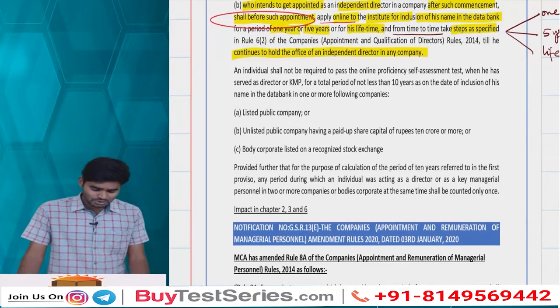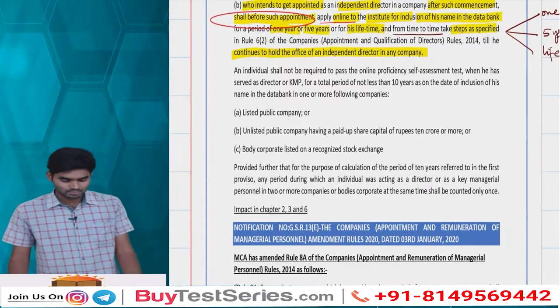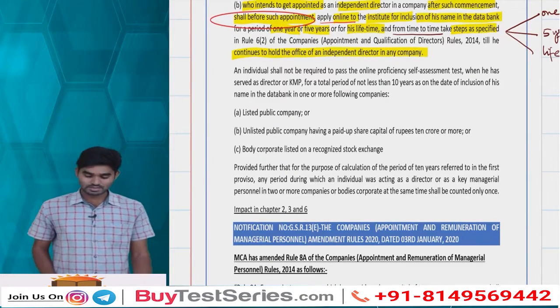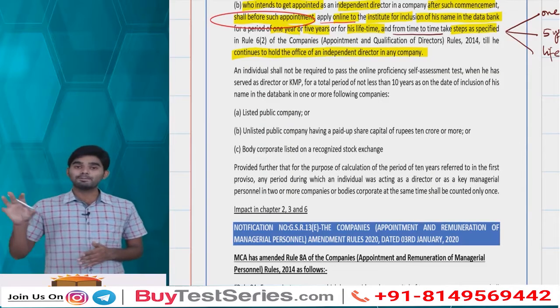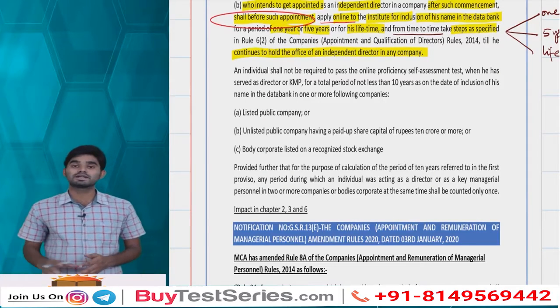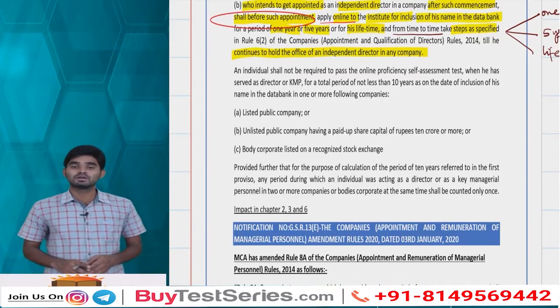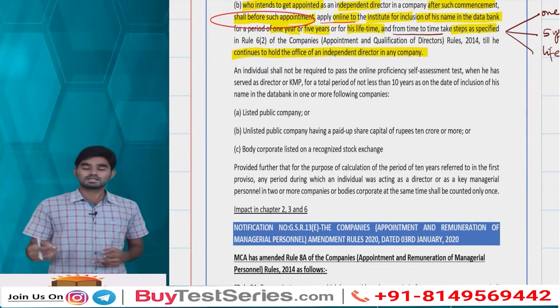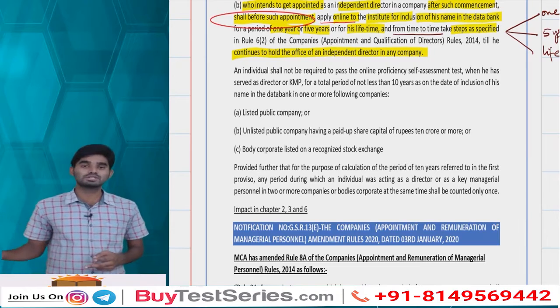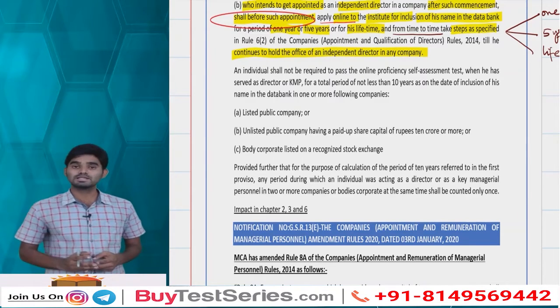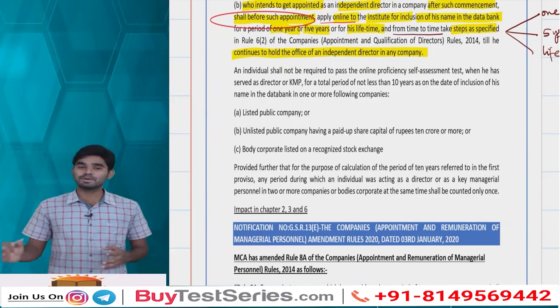Then, an individual shall not be required to pass the online proficiency self-assessment test. Yes. Now, apart from this registration in this particular data bank, that is the first one. The second one, besides registration in the data bank, you need to pass an online proficiency test so that you could be appointed as an independent director.